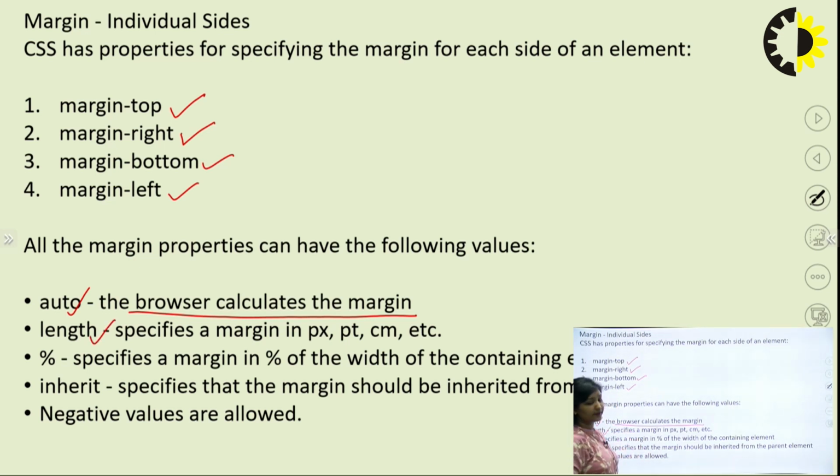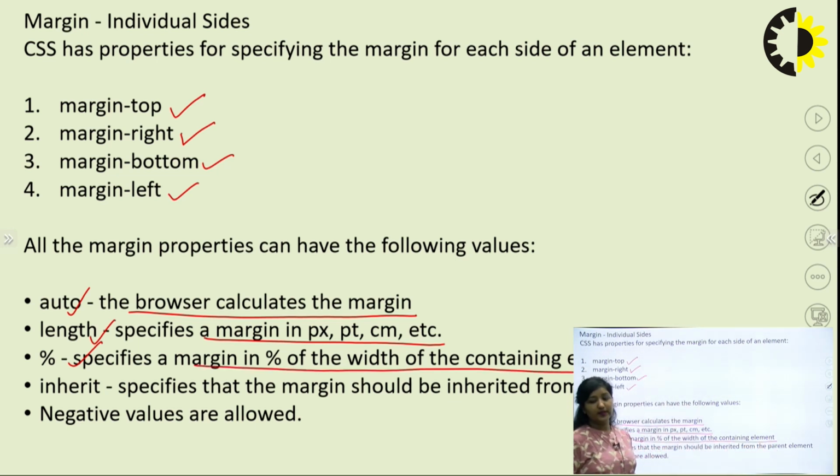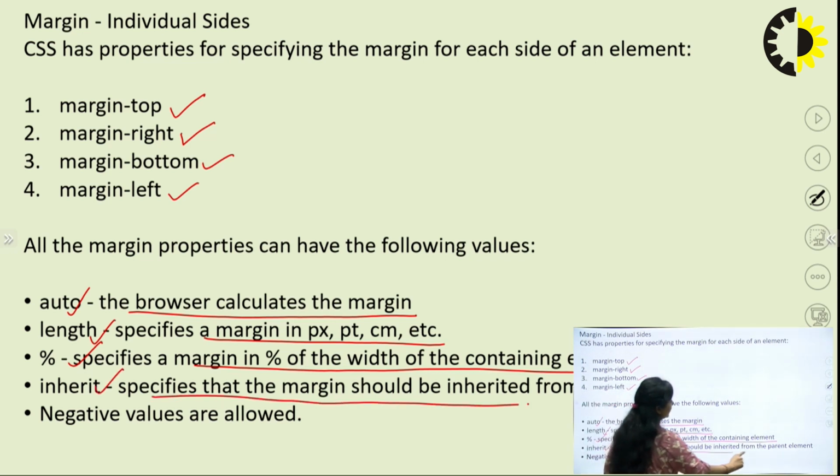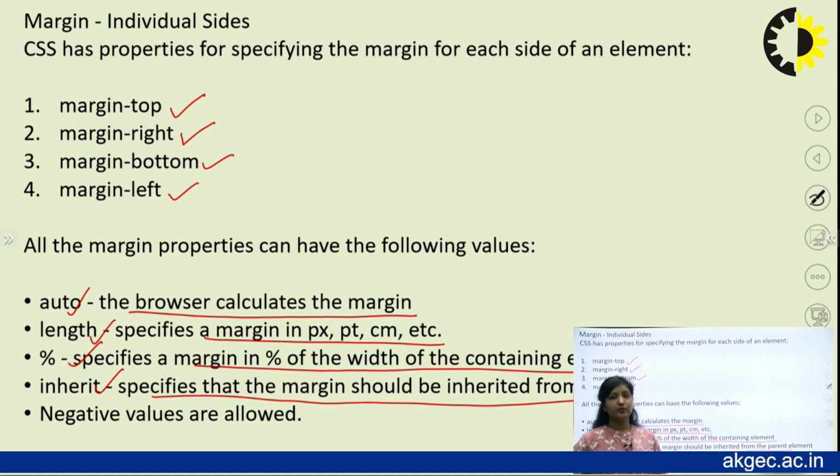The second one specifies the length. What is the length? This will specify the margin in pixel form, point form, centimeter form, or any other form which the browser will understand. The third one is the percentage form. It specifies the margin percentage of the width of the containing element. The inherit value specifies that the margin should be inherited from the parent element. What is the parent element? Like I had discussed in my earlier videos as well, the child element will inherit some properties of the parent element, and all those properties will be inherited from the parent element.